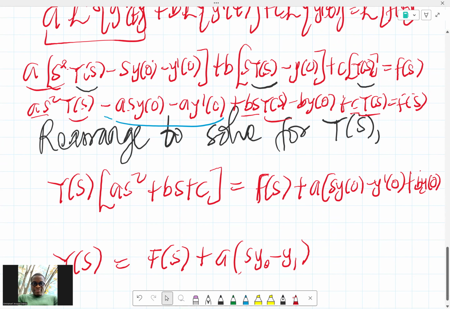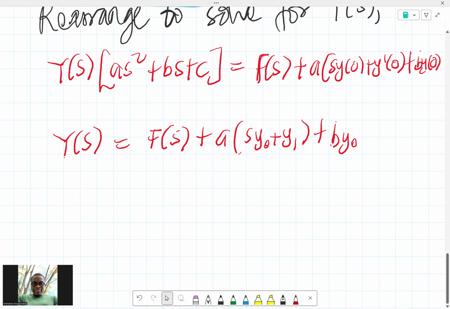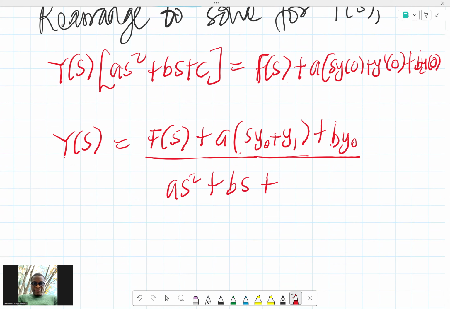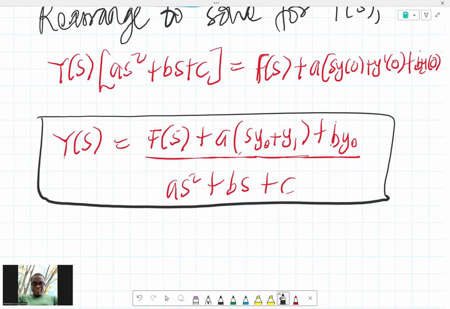Okay. Yeah, this is this. So it should be plus here. So it's plus y1. And then what else do we have? Then we have y of 0, that's y naught also. Okay. All of this divided by as squared plus bs plus c. So we have this expression right now that we can deal with.